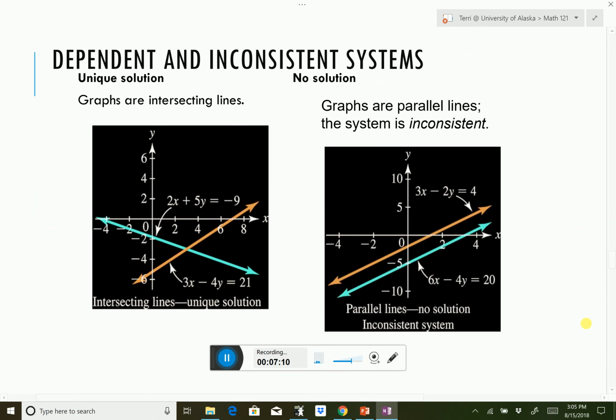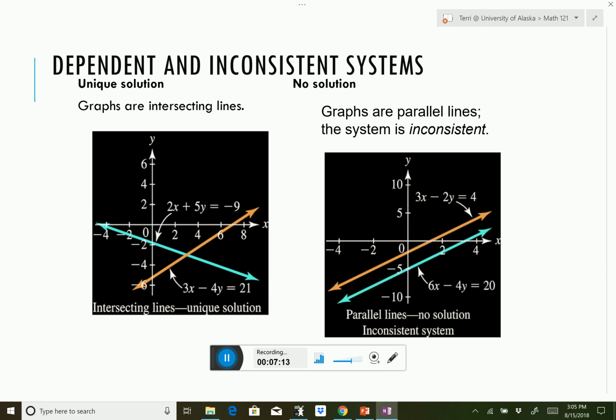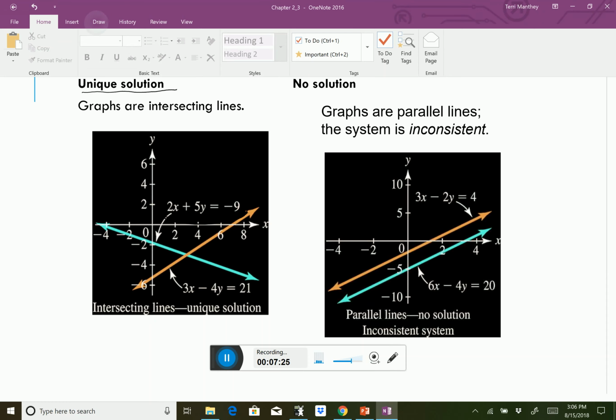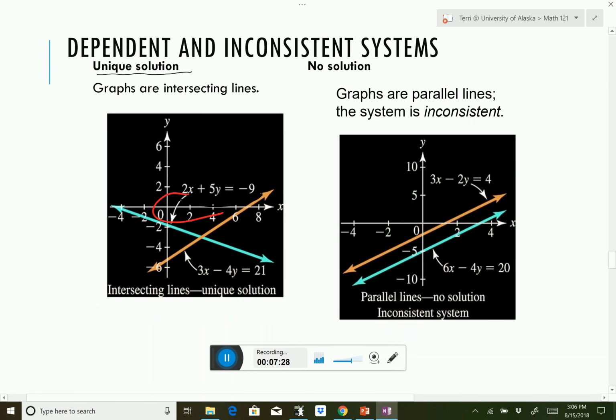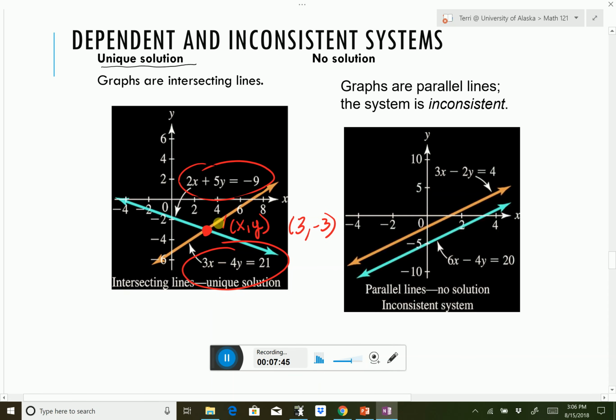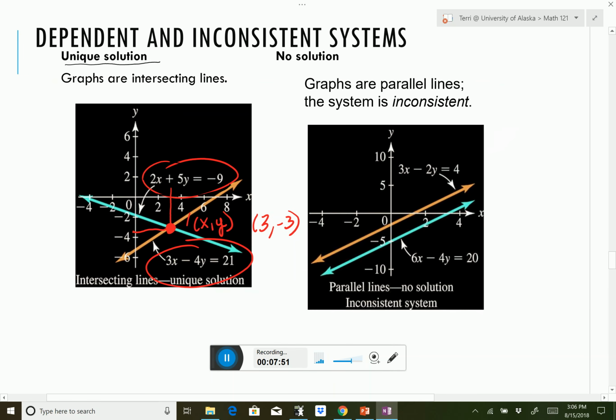All right, so dependent and inconsistent systems. Let's talk about this. Now, here we look at the graphs, and when we have a unique solution, we can take our two lines and graph them and find our point of intersection, and that is the x, y. This one looks like 3, -3. That solves this problem. That's kind of hard because sometimes it's hard to see the exact point. This does look like 3, -3 here. I'd have to check it to make sure.